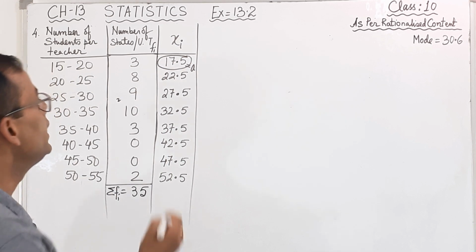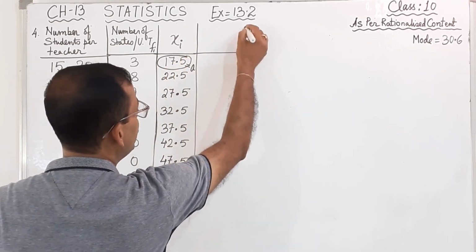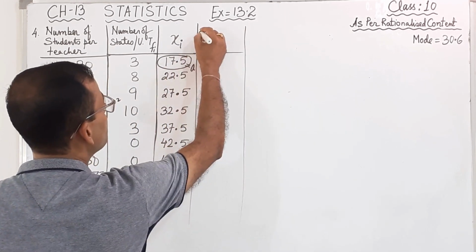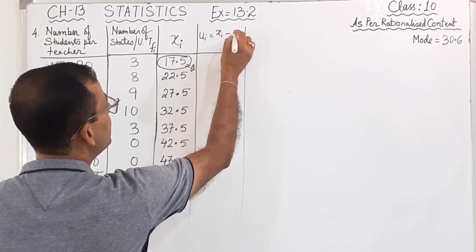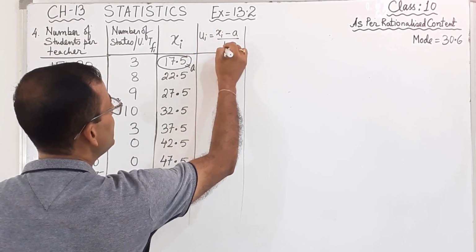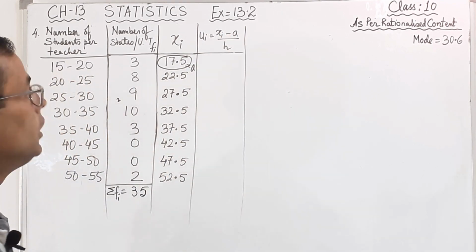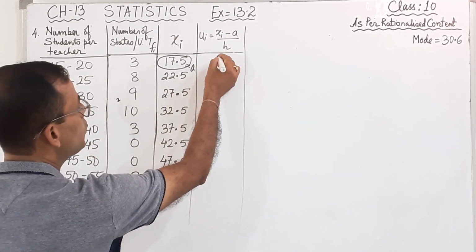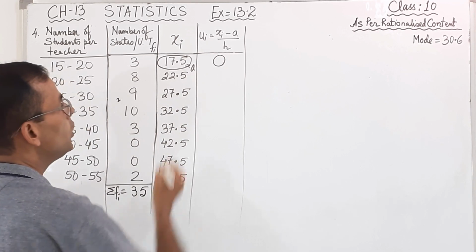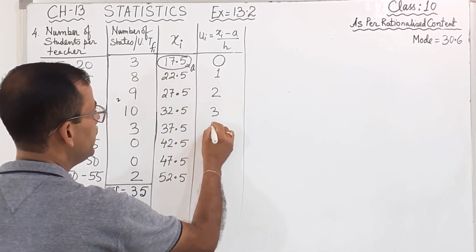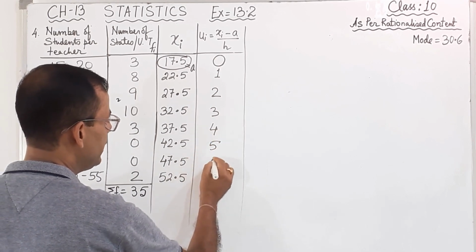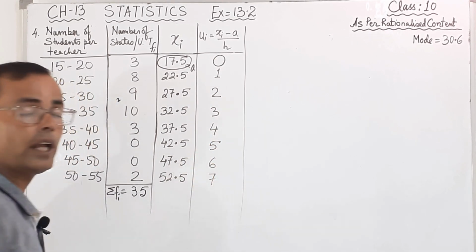17.5. Okay, now which one is a? Next column, ui equal to xi minus a by h. This is the next column, okay, and which is a? I told you to write here 0, okay. After 0, 1, then 2, then 3, then 4, then 5, then 6, then 7, okay.